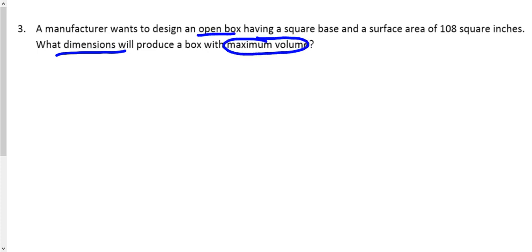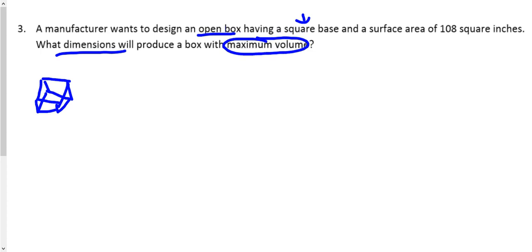So we have an open box. That means we do not have a top. So we have to draw a picture. Maybe this is going to be it, it's not going to be perfect. There's our box, okay? It does have a square base.